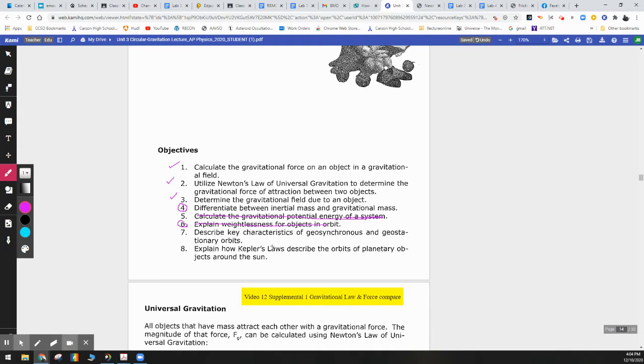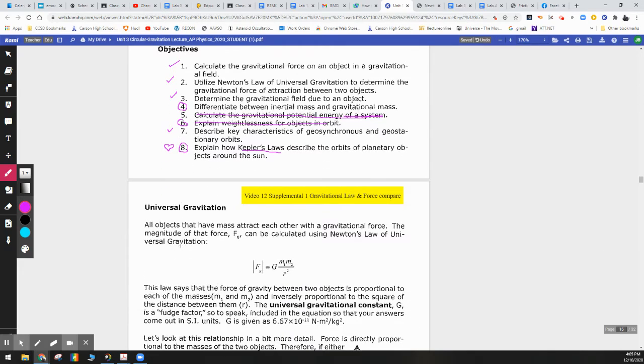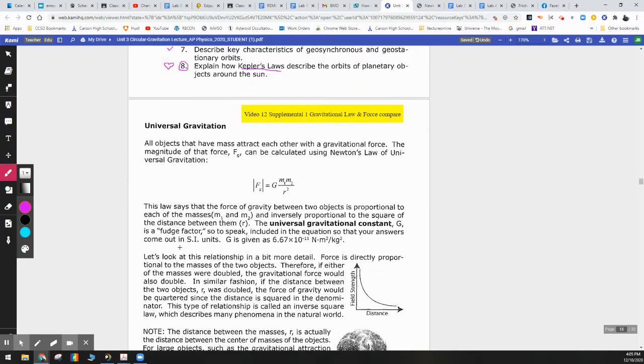Describe key characteristics of geosynchronous and geostationary orbits. Definitely want to talk about that. If we have some time, we might discuss a little bit about Kepler's laws, but it's not tested. But this is a favorite subject of mine, so we'll put a little heart here, and we'll see where we are on time. All right, so let's come on down here and start with universal gravitation.